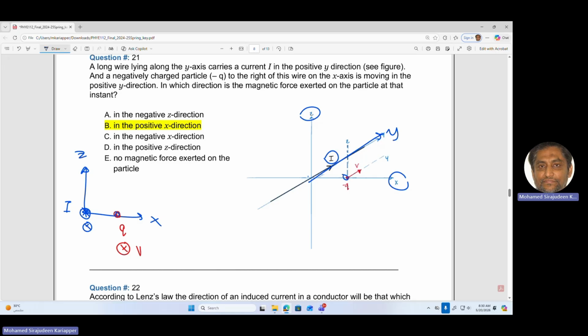Now we say that, okay, this is a charged particle. It will be affected by the magnetic field created from this current carrying wire. So at this point, there will be a magnetic field from this wire on this particle. So that particle will experience a force given by this equation.